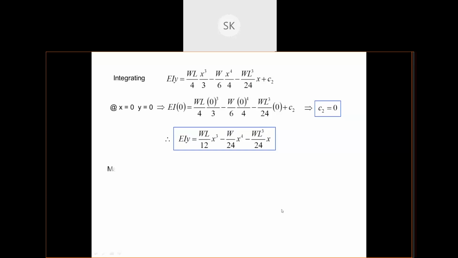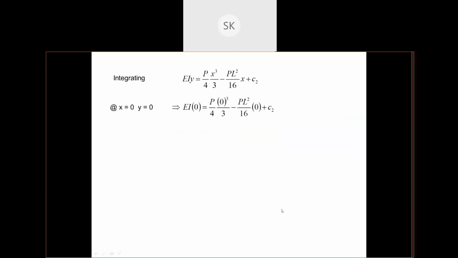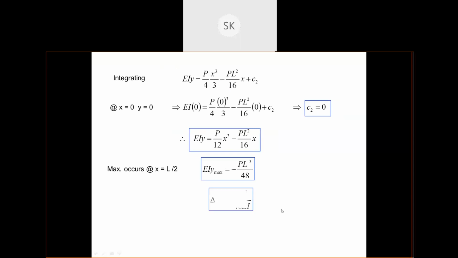Find out the value of C1. Then I have found the equation of slope. Then again the same procedure, I have found the deflection equation, and I know the maximum deflection is at the midspan. So this is the value of deflection when the beam is simply supported with a point load. So we have discussed four basic numericals.